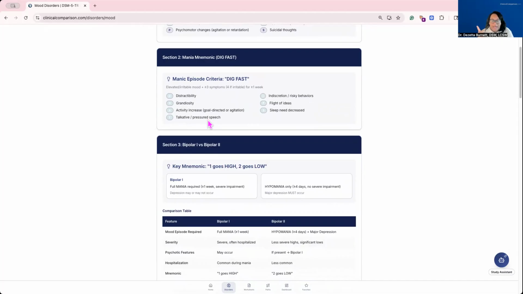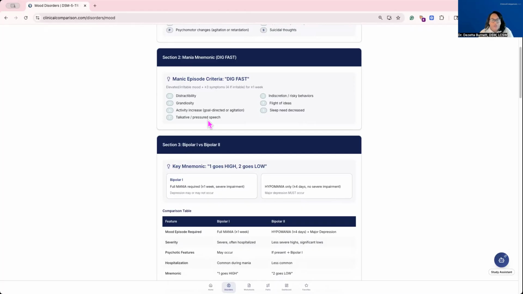Bipolar one goes high, bipolar two goes low. You go high with full mania for bipolar one, and one manic episode is all you need. You can have depression, it might happen, but it might not. That doesn't matter with bipolar one. What matters is if you have one manic episode ever, bipolar one forever.